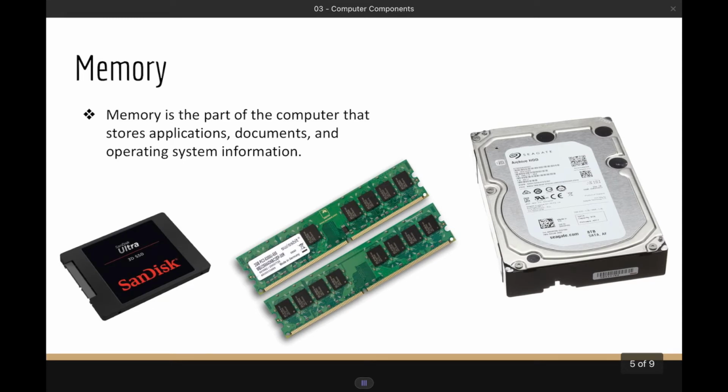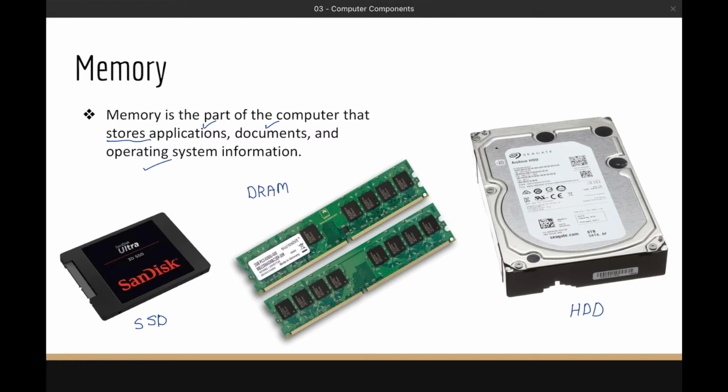Then we have memory. The memory is a part of the computer that stores data related to applications, documents, as well as operating system information. Memory can be of various types, and we have a few pictures of them. In a later chapter, we will take a look at the memory hierarchy. But for the time being, know that this is what is commonly referred to as a hard disk drive, and this is a solid state drive, and this is a dynamic random access memory, which is commonly known as RAM.